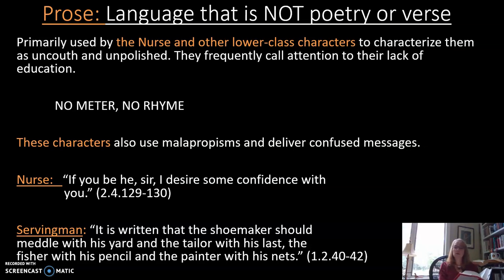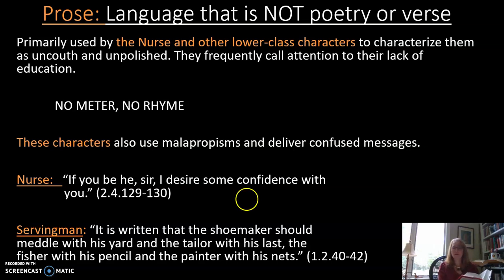This is where the nurse uses the wrong word to get her message across, or frequently the message is just delivered in sort of a jumbled, confused way. And I've pulled out two examples. In Act 2, where the nurse is looking for Romeo to discuss with him the plan about him meeting and marrying Juliet, she's looking for him and she says, "If you be he, sir, I desire some confidence with you." Okay, and the use of the word confidence is a malapropism because what the nurse means is conference, but she doesn't know the right word.